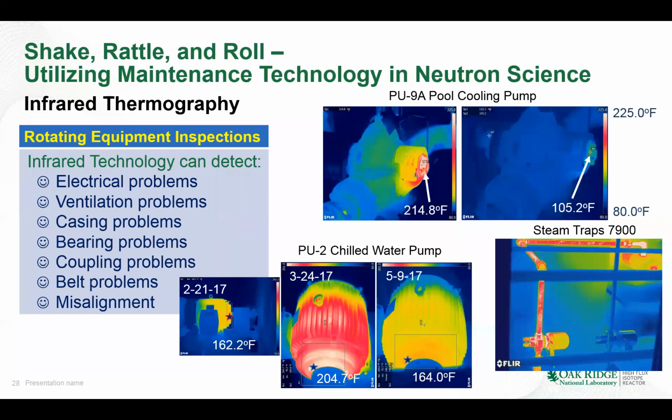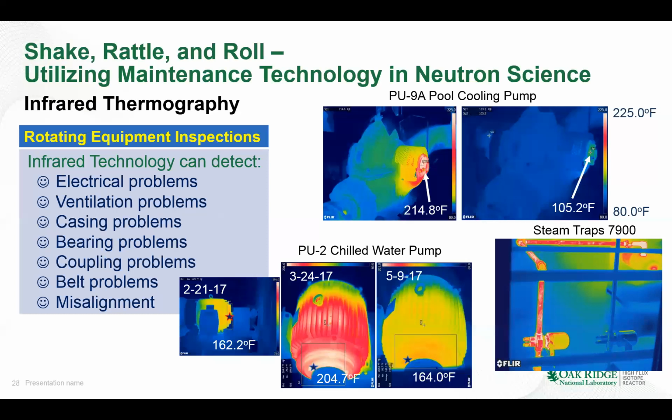The next thing I want to talk about is rotating equipment inspections and also steam trap inspections. An interesting thing was happening with our pump at the top, where you see it says 214 and 105. It would warm up and then cool down. Well, this time it warmed up and it didn't cool down, so it was a problem. So we changed out the bearing in it, and then it went down to 105 degrees.